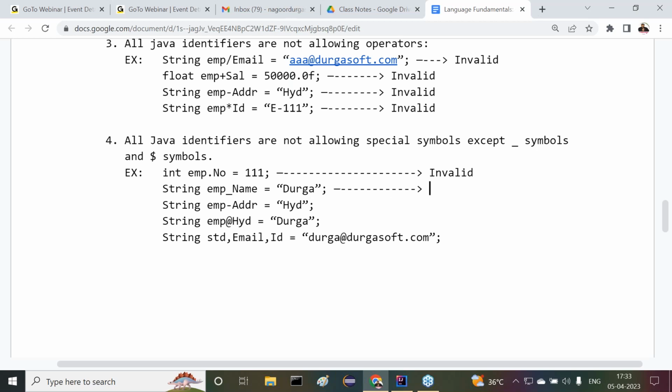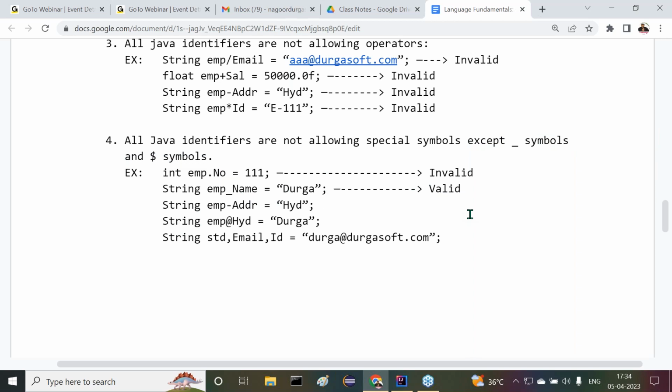Now tell me, emp_name. Is the underscore symbol allowed or not allowed? Please read this statement: all Java identifiers do not allow special symbols except the underscore symbol and dollar symbol. Both are allowed. Identifiers allow underscore symbols and dollar symbols here. So the underscore symbol is allowed, so this is valid.